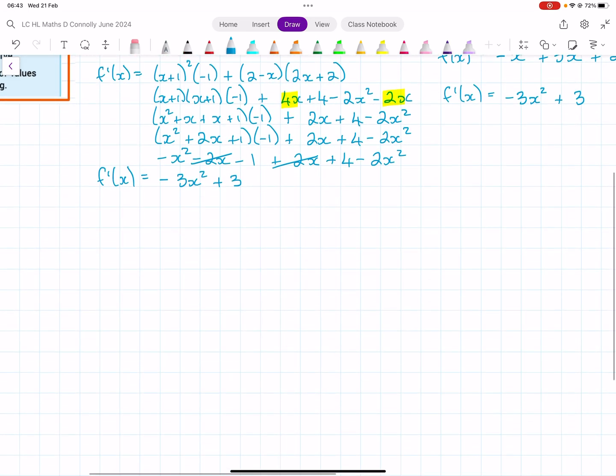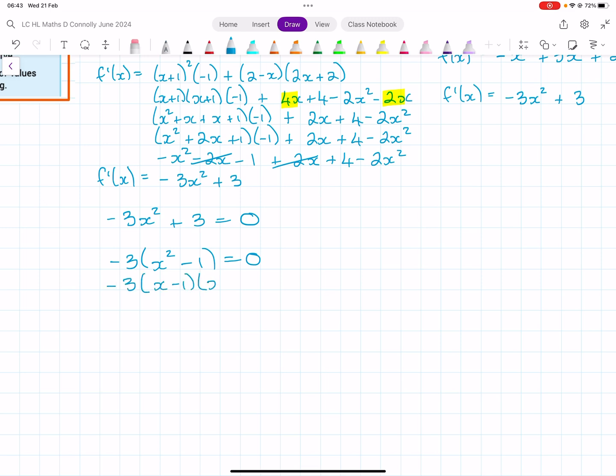Anyway, so you get your f dash x, you let it equal 0, so minus 3x squared plus 3 equals 0. Take out minus 3, leaves us with x squared minus 1. The bit in the bracket is the difference of two squares, so x minus 1, x plus 1. So we can divide across by minus 3, which will get rid of that. And then we just have x minus 1 equals 0, x plus 1 equals 0, so x equals 1 and x equals minus 1.